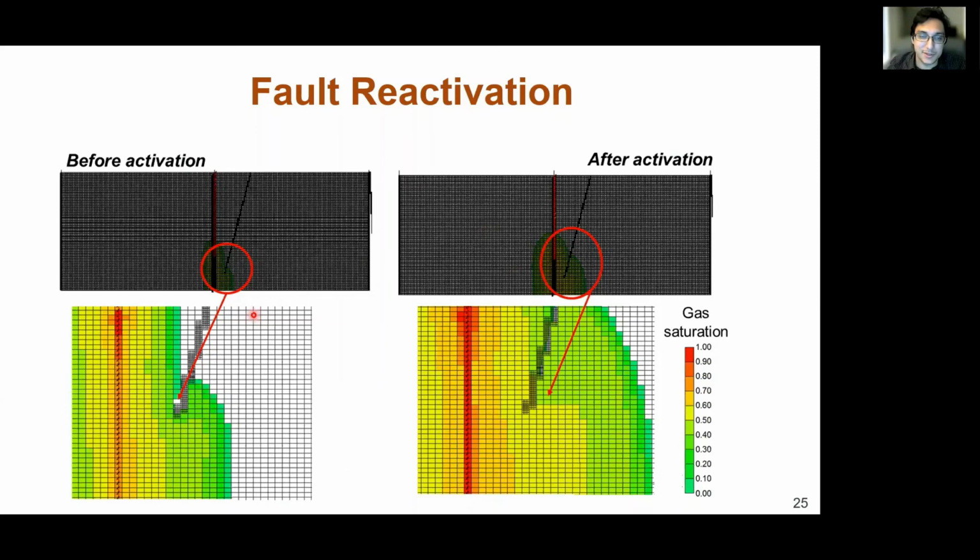And here we have the first analysis with only one fault. We have before activation and after activation, where we can see the pressure propagating over the fault. I'm sorry, not the pressure, the gas saturation, but also the pressure in this case.